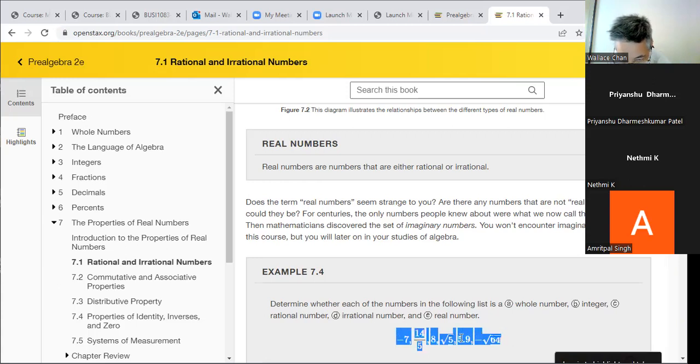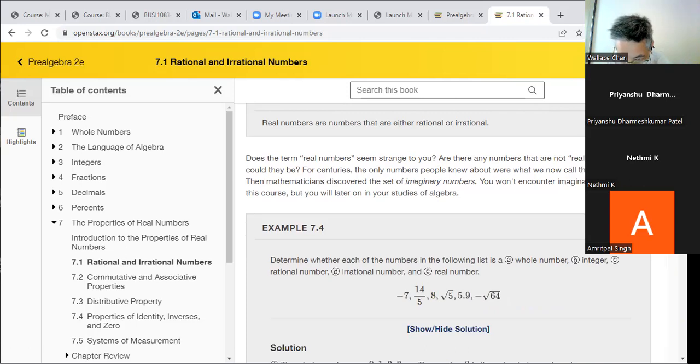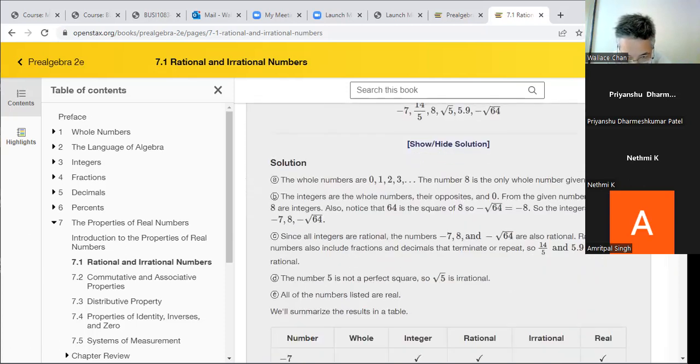How about this one? 5.9. Is it a whole number? No. Is it an integer? No. A rational number? Yes. Irrational? No. Real number? Yes. By the way, square root of 64 is 8. So the answer for this number is -8. Very good.